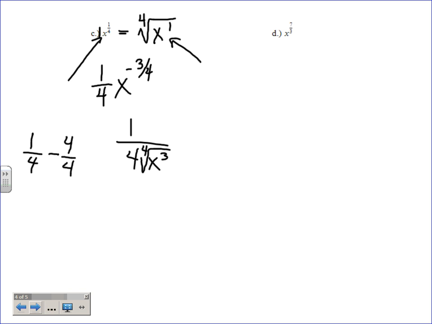Now, in all your other classes, what were you told about radicals? Can't be on the bottom. Can't be on the bottom. But in calculus, we actually don't mind. Is it simplified based on all those rules you've been told before? No, it's not. But to do what you've been told all those times before makes the problems harder. And so I strongly recommend you leave them like that.